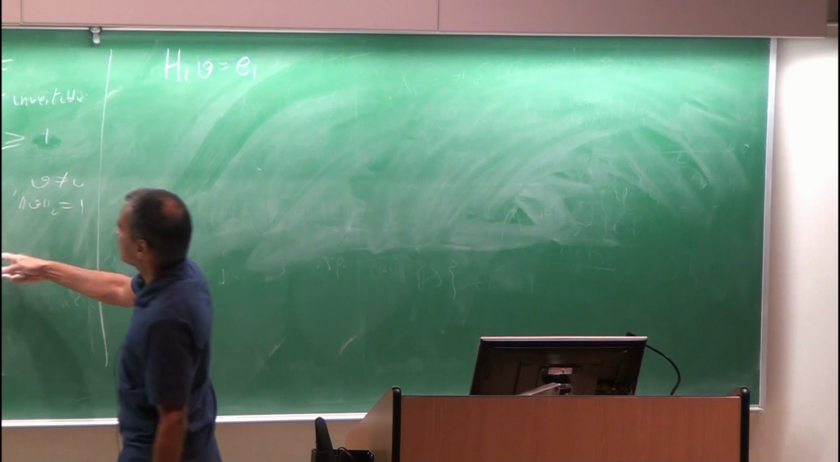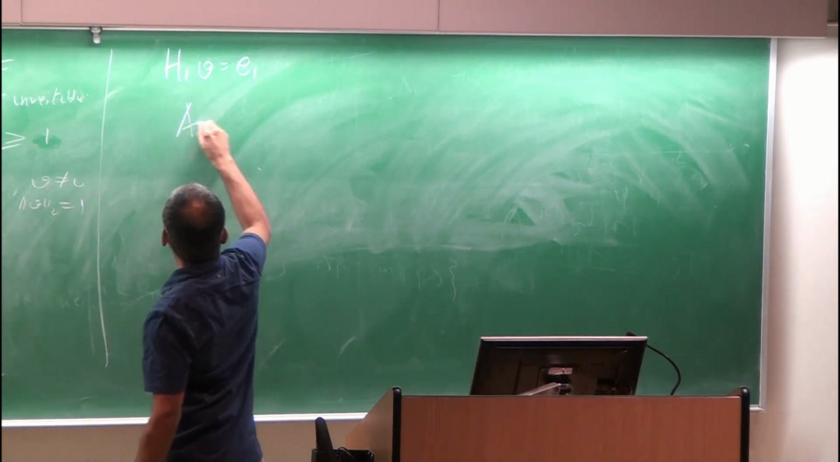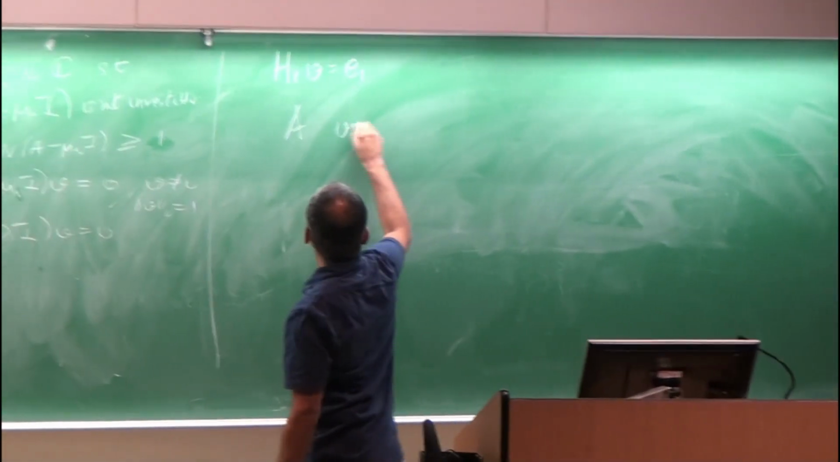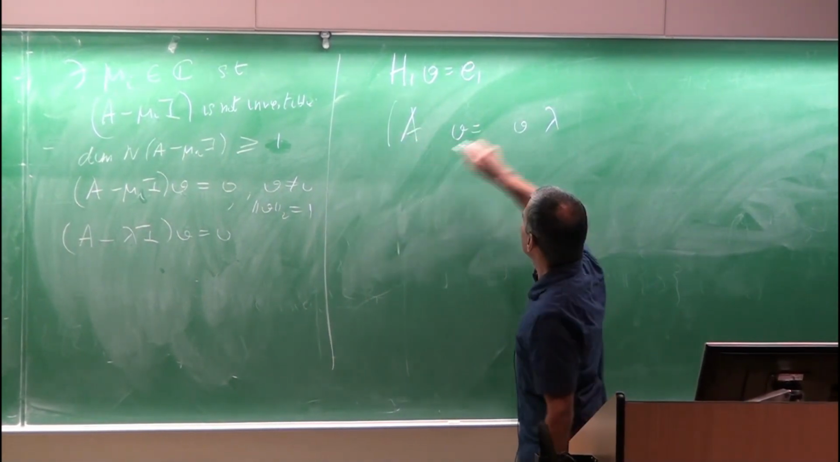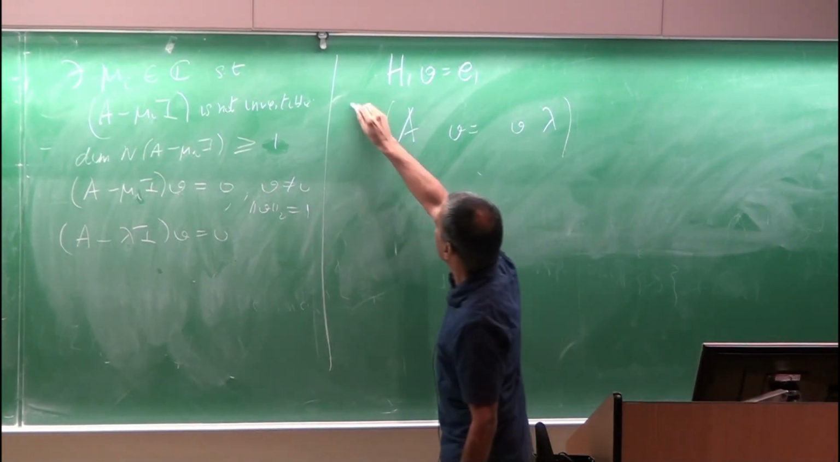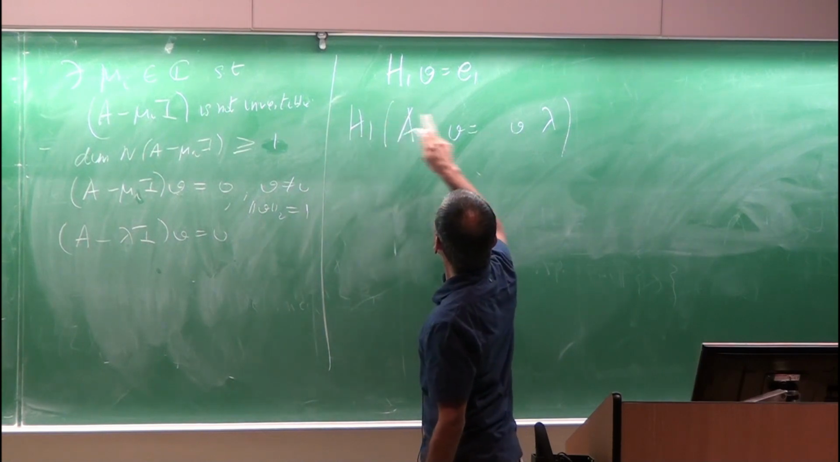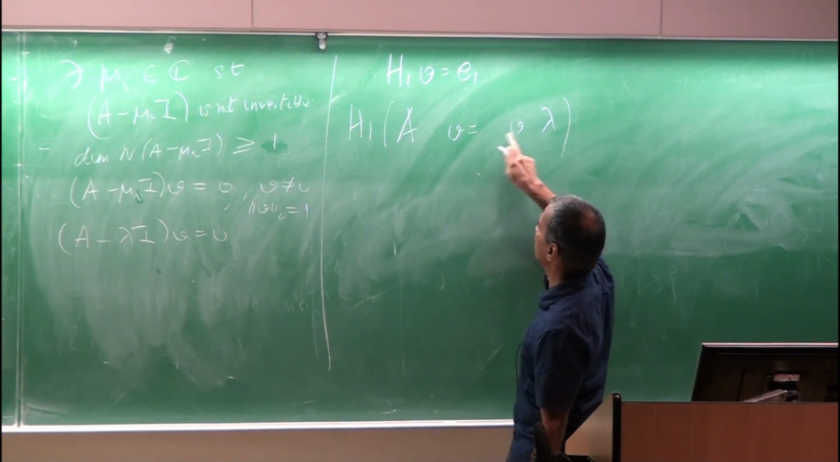All right, so now we're almost done. So we look at this equation. We have A v is equal to v times lambda, right? So we know we need to apply similarity transformations. I'm going to apply H1 from the left because I want to make this v into an E1.